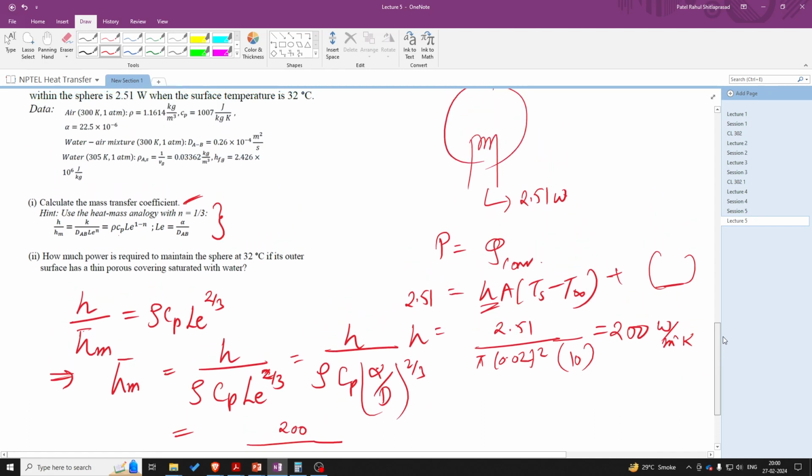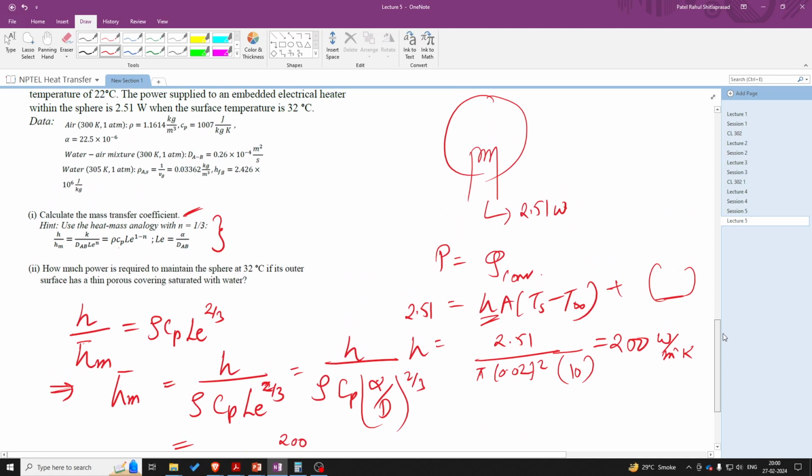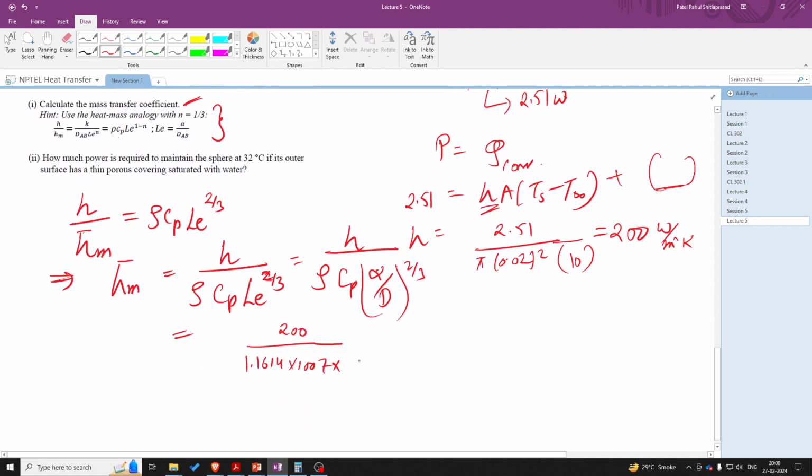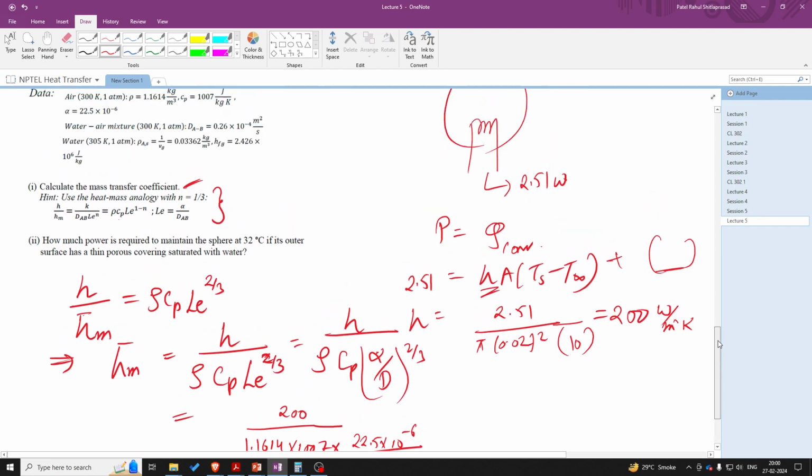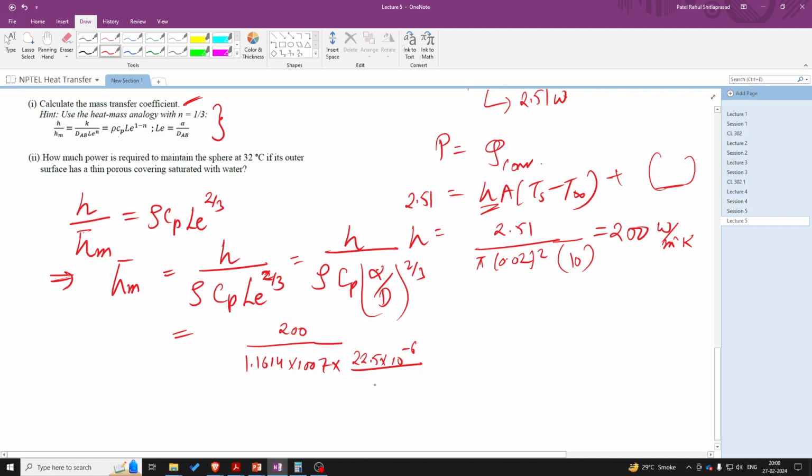Alpha and D are 22.5 into 10 raised to minus 6 upon 0.26 into 10 raised to minus 4, raised to 2 by 3.